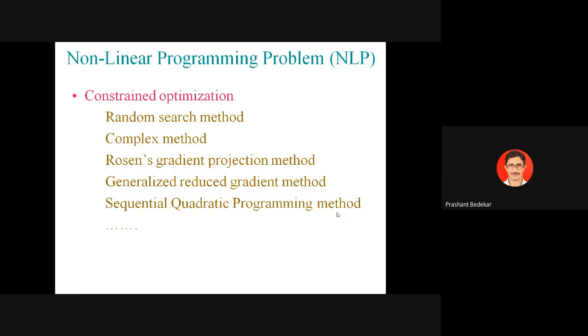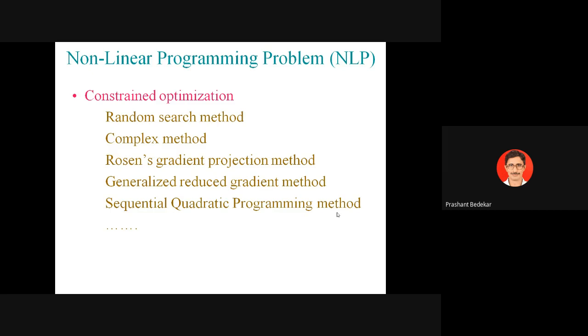Constrained non-linear optimization problem: random search method, complex method, Rosen's gradient projection method, generalized reduced gradient method, SQP, the most typical, most commonly used method for non-linear problem, SQP, sequential quadratic programming method. And again n number of methods are available. There is a long list.